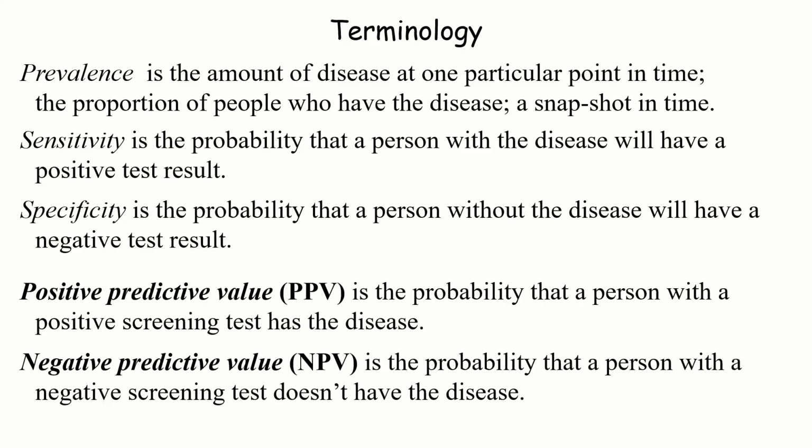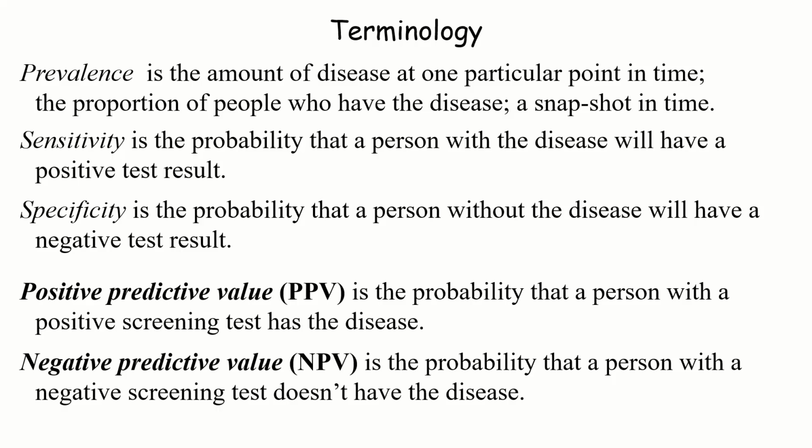A positive predictive value, or PPV, is the probability that a person with a positive screening test actually has the disease. A negative predictive value, or NPV, is the probability that a person with a negative screening test doesn't have the disease. Knowing the prevalence, sensitivity, and specificity enables calculations of positive predictive values and negative predictive values. These values can answer the question posed at the beginning of this presentation. If testing a patient for COVID-19 results in a positive test result, what is the chance that this patient actually is infected?